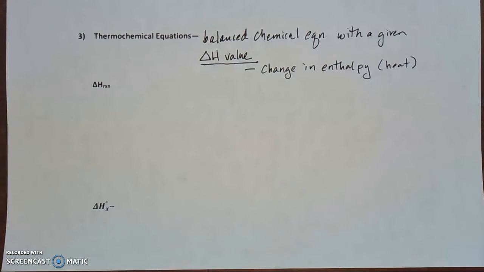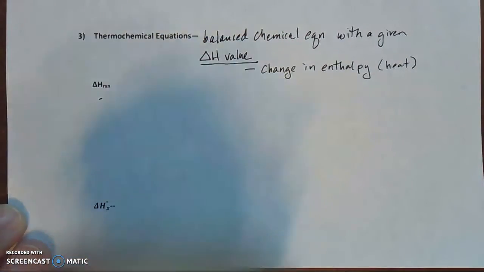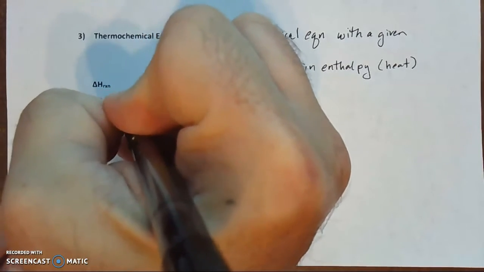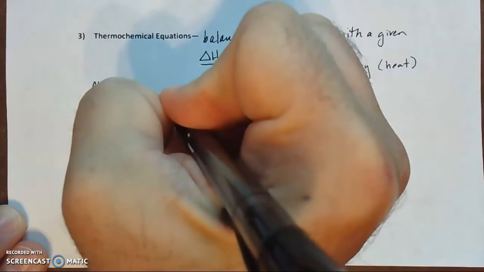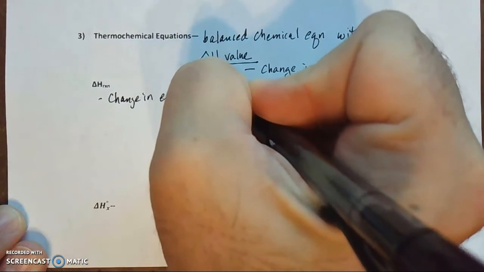So we can have different types of delta H values depending on what is going on in our equation. Our first one we're going to look at is a delta H RXN, and RXN is just an abbreviation for reaction, and I'll be using that throughout this unit. So this is read as a change in enthalpy of reaction.